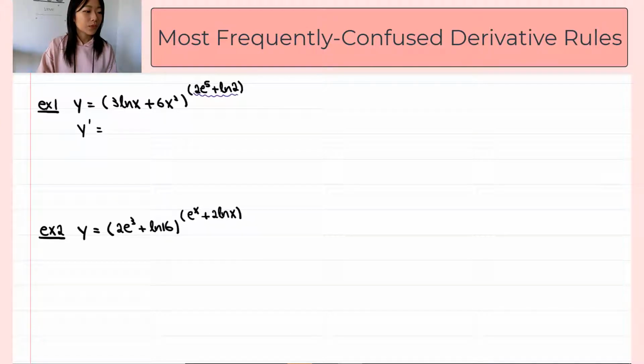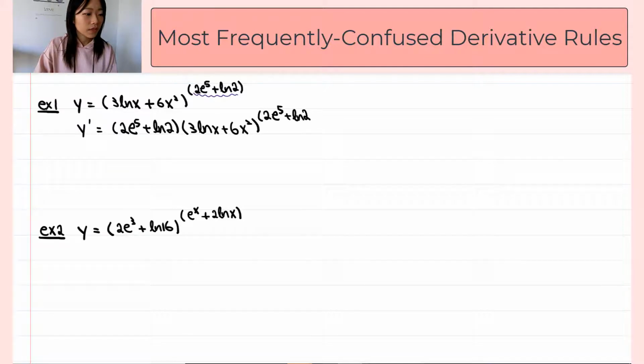Power rule is we bring the power down, so 2 times e to the power of 5 plus ln of 2, times the base, which is 3 times ln of x plus 6 times x squared, to the power of the original power minus 1. So that would be 2 times e to the power of 5 plus ln of 2 minus 1.